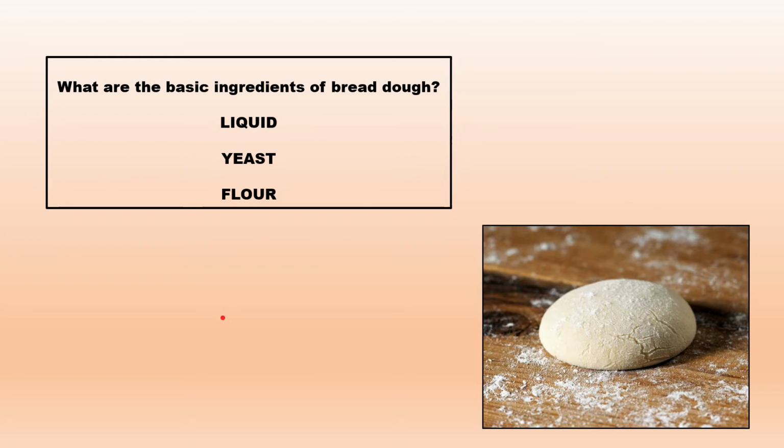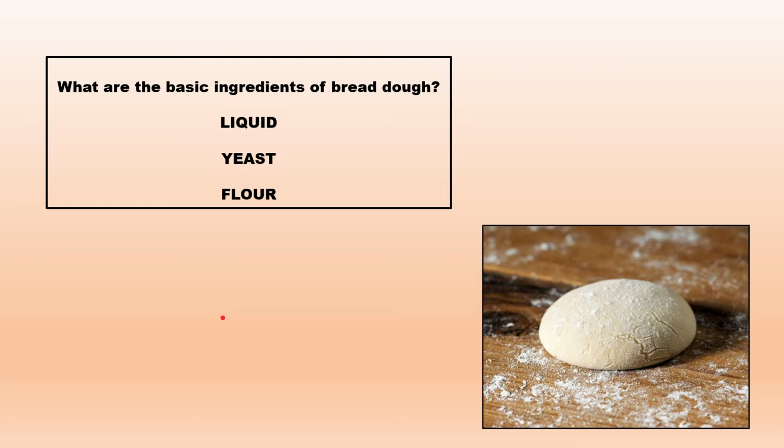What are the basic ingredients of bread dough? There's all different types of breads. You have quick breads, which are like muffins. What's another quick bread? Banana bread, things like that, which use baking soda and baking powder. But today we're talking about yeast breads that use yeast as a leavener, okay?